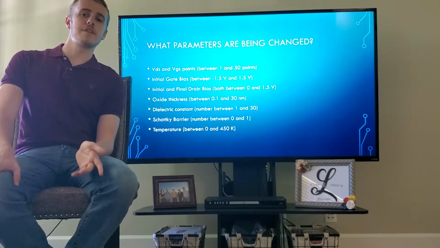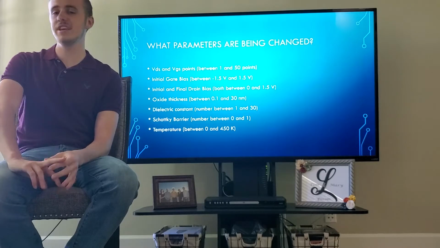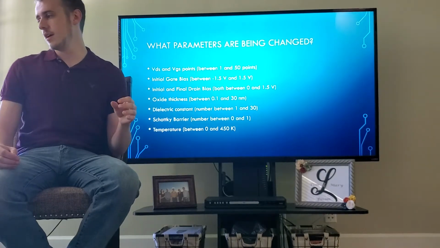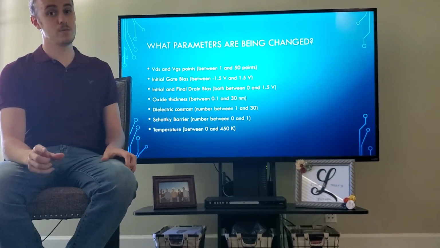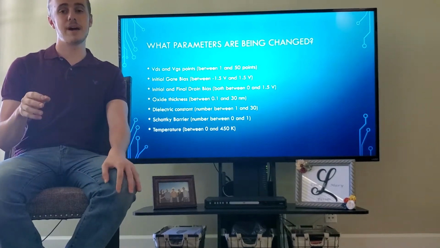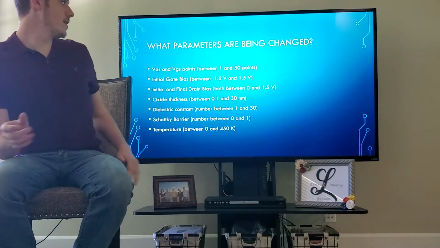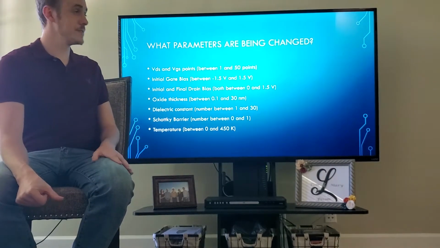So what parameters were there that were going to be changed? There were VDS and VGS points, which asked for numbers from 1 to 50. Initial gate bias, which was between negative 1.5 volts and 1.5 volts. Initial and final drain bias, which is like at the beginning and the end. They both called for between 0 volts and 1.5 volts.